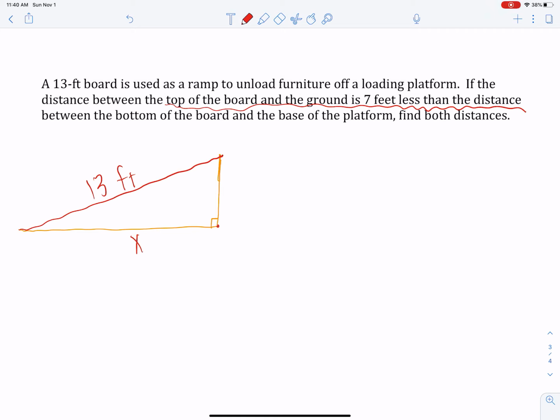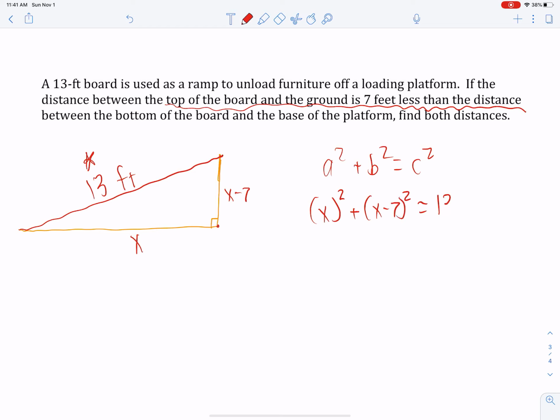So if our bottom side there is x and the right side is supposed to be 7 feet less than that, it would be x minus 7. So we've got a right triangle. We're going to set this up using our a squared plus b squared equals c squared idea. Here, the longest side, 13, has to go in place of c. For the variables, one of our short sides is x. Our other short side is x minus 7. And then our longest side there is 13.